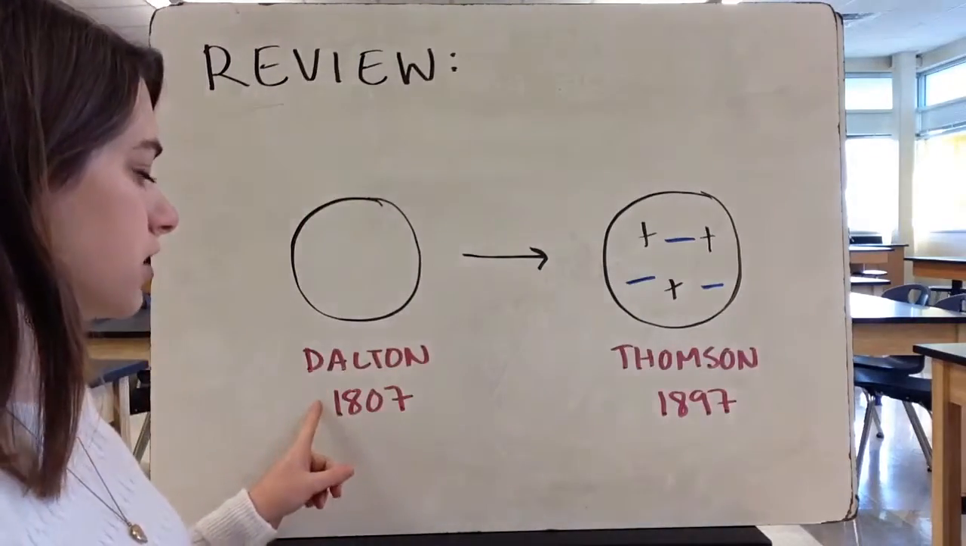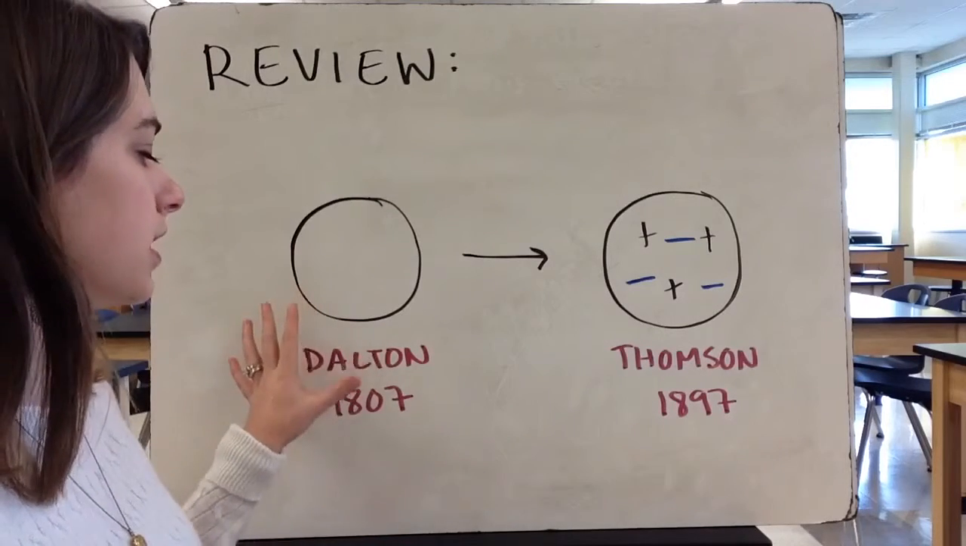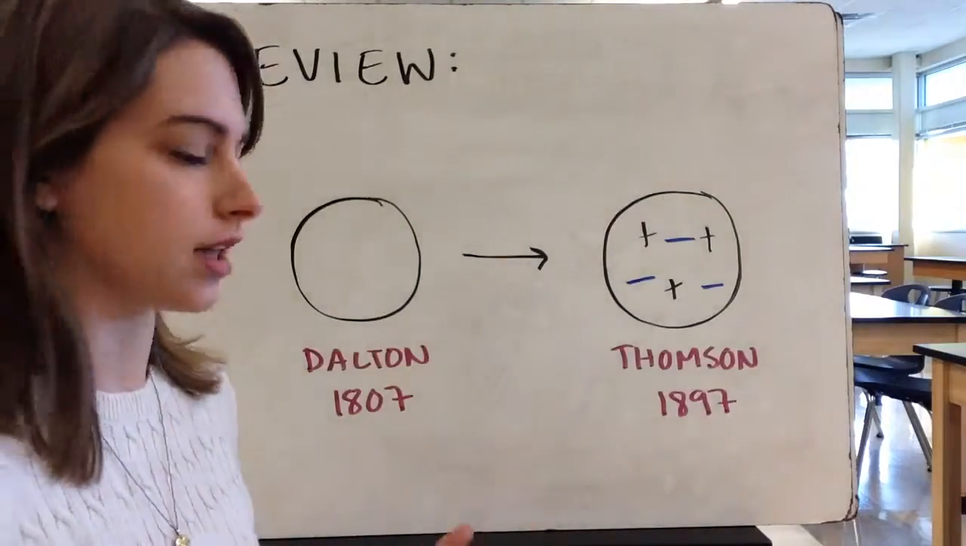So we started with Dalton's model of the atom, which he created in 1807. And remember, his was just a solid sphere. There was nothing inside of it, it was just a solid sphere.